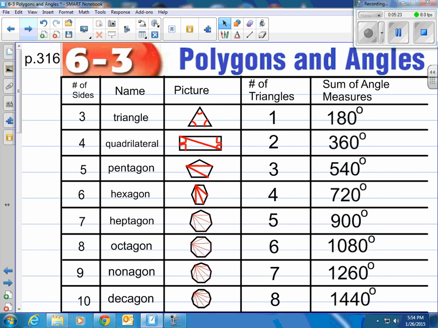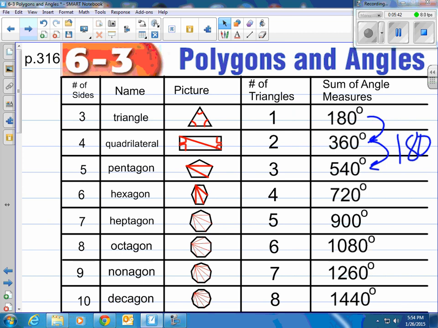Now, I'm hoping you see some patterns here. Obviously, we've got the number of sides going up by 1. The number of triangles seems to go up by 1. And I know that the measurements over here seem to be going up by, if I recall, 180 degrees each time. So those are good patterns.